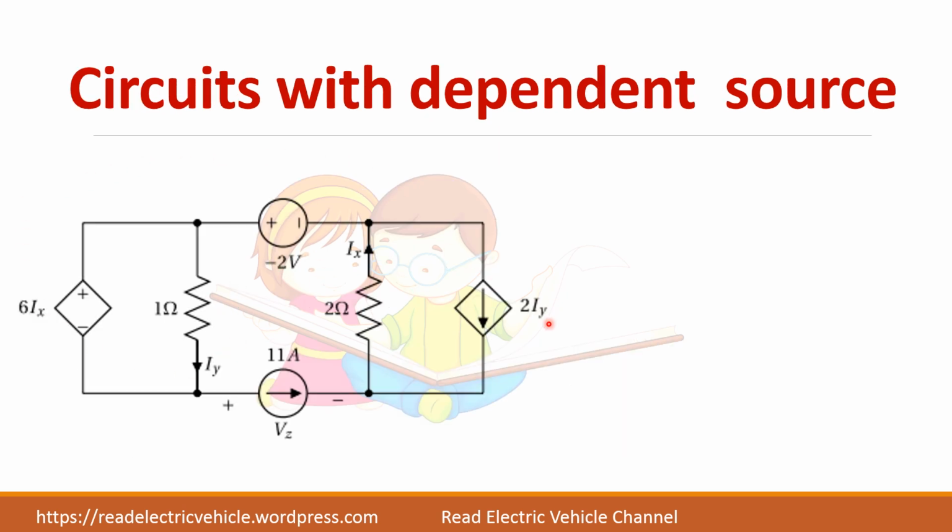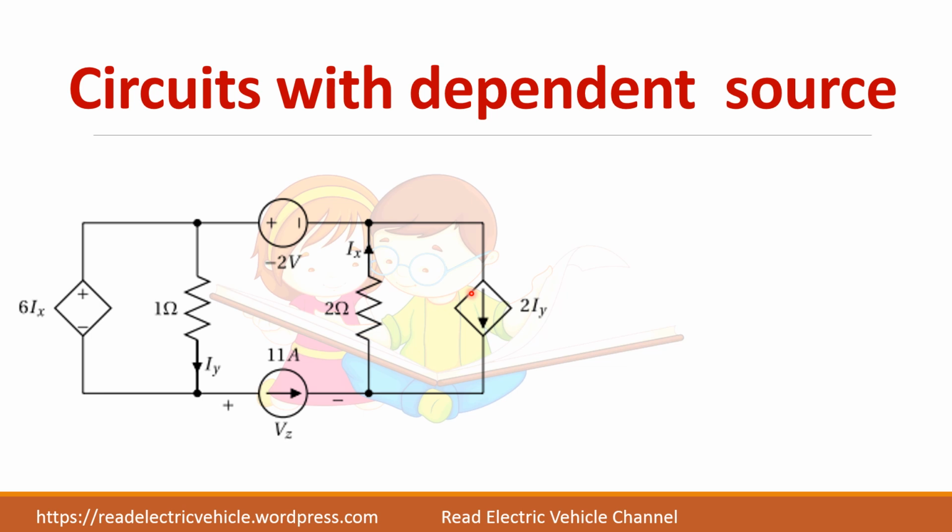So if you take this circuit, you have two independent sources. This is a voltage source and this is a current source. So 11 amps and 2 volts is represented here. If you see here, it is represented by a diamond symbol. So it is a dependent source and it is written here 6 into Ix. What is Ix? Ix is the current through this 2 ohm resistor. So it is a voltage source, but it is current controlled. So it is called a current controlled voltage source.